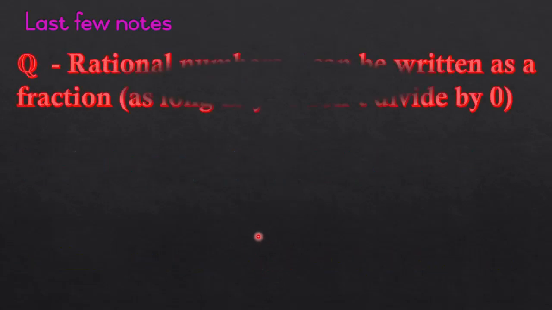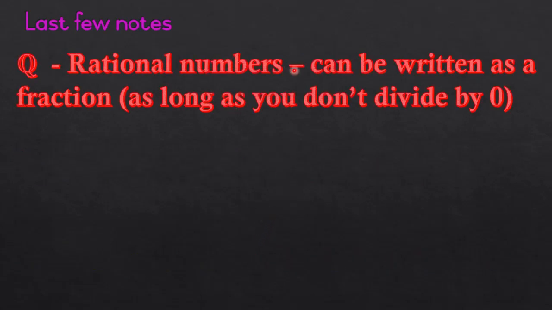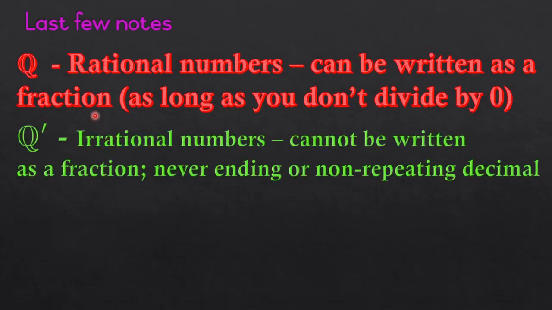Next, we have our rational numbers. Rational numbers are numbers that can be written as a fraction, as long as you don't divide by 0. So rational numbers are all numbers that you can write as a fraction, except when you write it as over 0. As soon as you write over 0, it does not qualify as a rational number, but then it qualifies as an irrational number. So rational numbers are the opposite to irrational numbers, and irrational numbers cannot be written as a fraction. They are never ending and non-repeating as decimals.